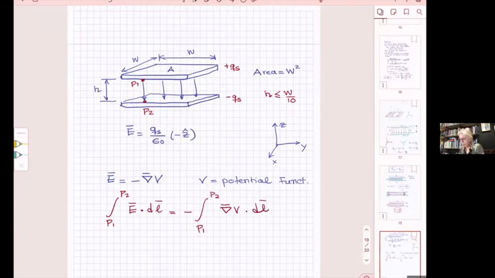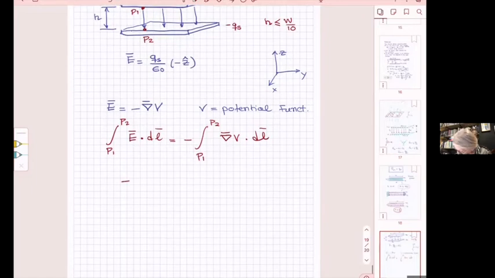Since in this problem the electric field has no dependence on X, Y, or Z, it's just a constant everywhere. Therefore, if there is anything with V, it will only be a Z dependence. E has only the Z component, all right? So I will put it like that. E is minus the derivative with respect to Z of V of Z.